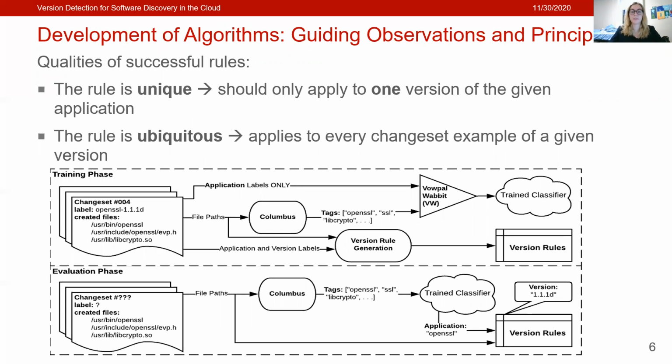When developing rules for version detection, we knew a good rule should be unique, that is, apply only to one version of an application, and ubiquitous, applying to every example of a given version. We implemented two rule generation methods, basic rules and combination rules, described in the following slides.